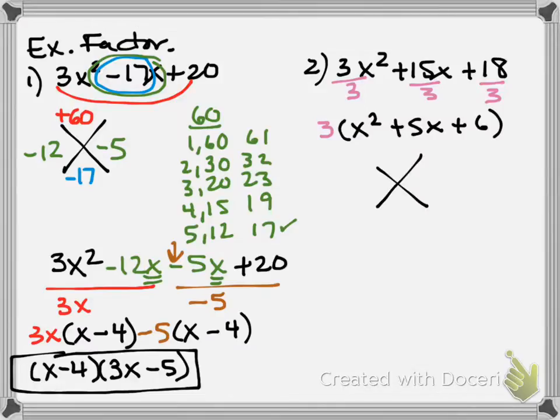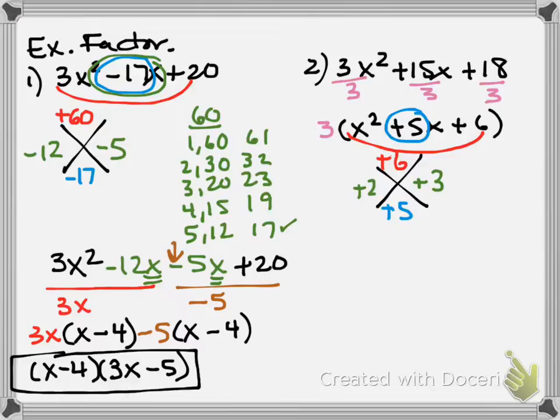What's the product number? 6. Positive 6. What's my sum number? Positive 5. Factors of 6 that add to give me 5? Okay, so a positive 2 and a positive 3. Doesn't matter who goes where.